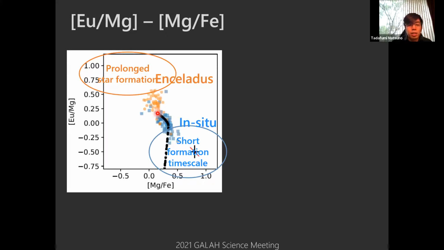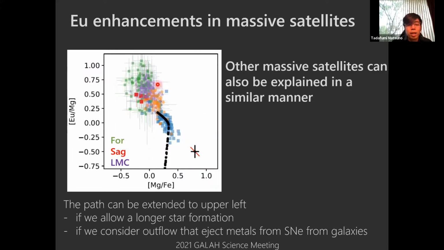In-situ stars and Gaia-Enceladus stars are located here, and other satellite galaxies are located around here. So they can be placed on the same plane as the relation between in-situ stars and Gaia-Enceladus. And it seems like a similar mechanism is operating in these 3 massive surviving dwarf galaxies.